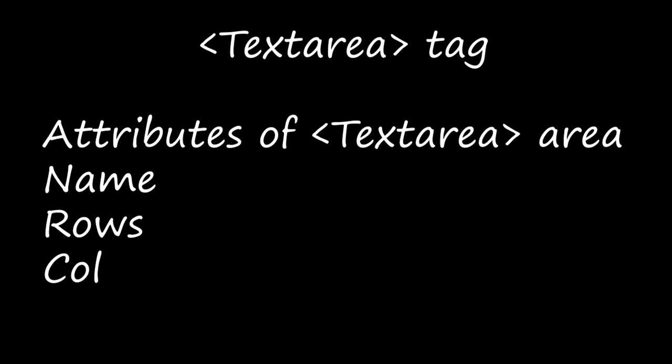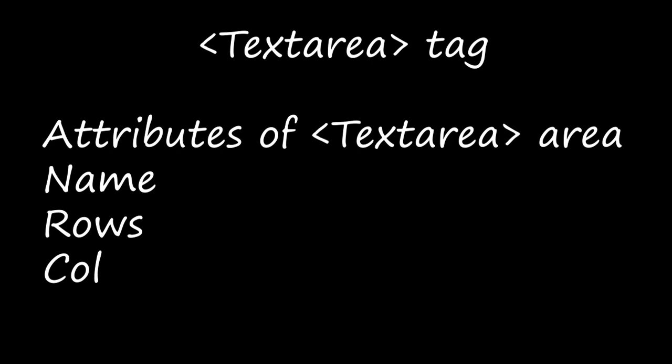Name means that is used to define the name to the control. Row means it will specify the number of rows in the text area. Column means it will specify the number of columns in the text area, right? So here in this text area we'll have name, rows and columns, right?